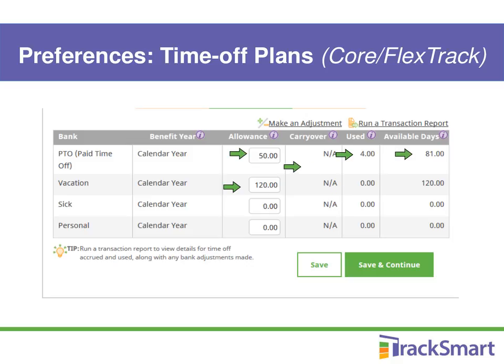Now this math is a little off because you do not see that we have probably made an adjustment to the bank to add in time from before the previous year. This customer must have started and they have a 50-hour allowance, they get 50 days off, nice. 50 days off a year in this example, and they happen to have 31 that they started with before they started TrackSmart. That's a hypothetical why these numbers are kind of funky.